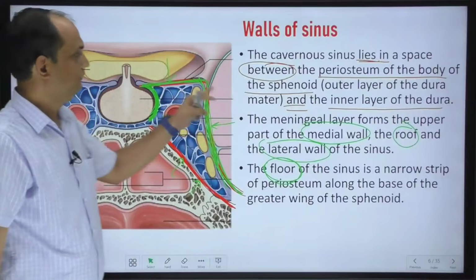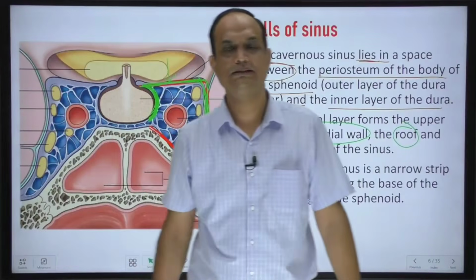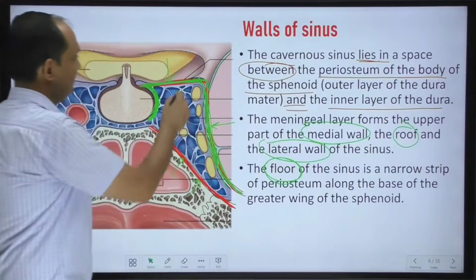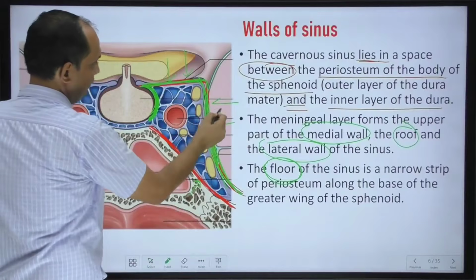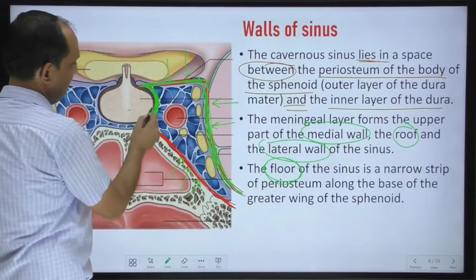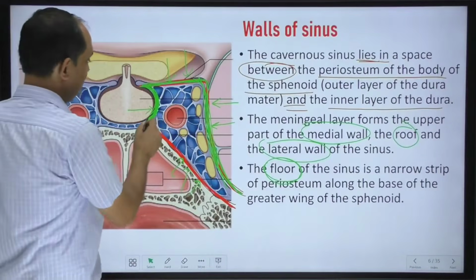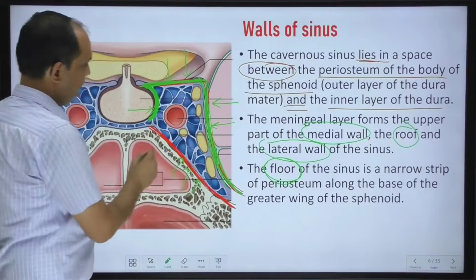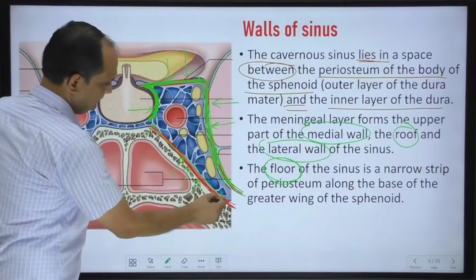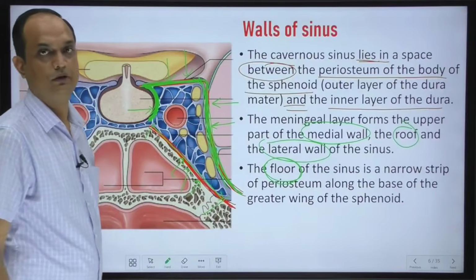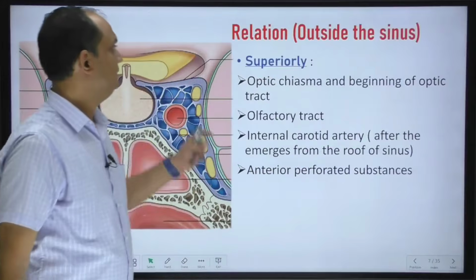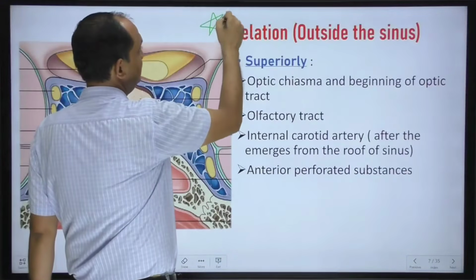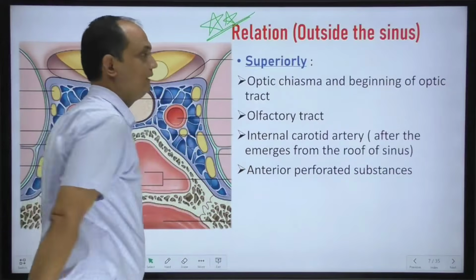So when you see the wall of this cavernous sinus, there are four walls which you have to understand: roof, lateral wall, floor, and medial wall. Clear? The meningeal layer is forming the medial wall, the roof, and the lateral wall, while this floor is nothing but periosteum of the body of sphenoid bone. Then what are the relations? This is a very commonly asked question in your exam. Write down the relations of cavernous sinus.